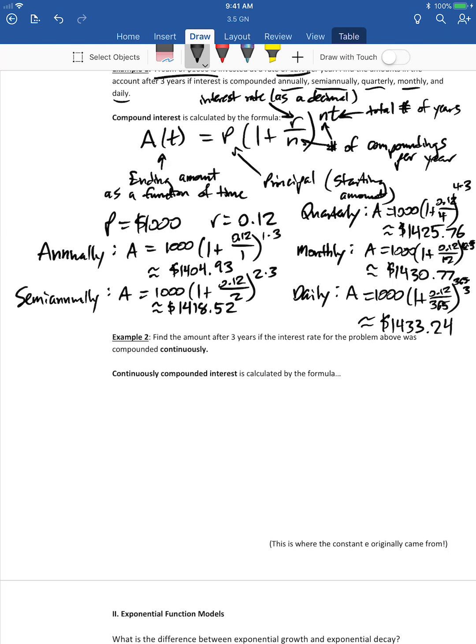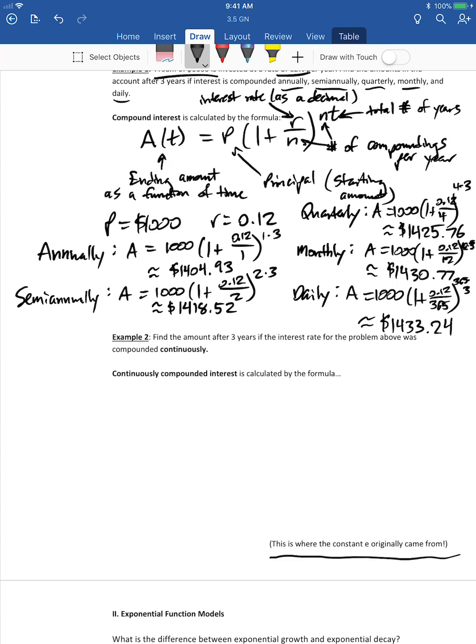So as I went from monthly to daily, my growth was slowing. If I go from daily to compounding constantly, all the time, continuously, I will approach a definite number. And the number that I approach there is related to e. In fact, that's where e comes from, this compounding interest formula.